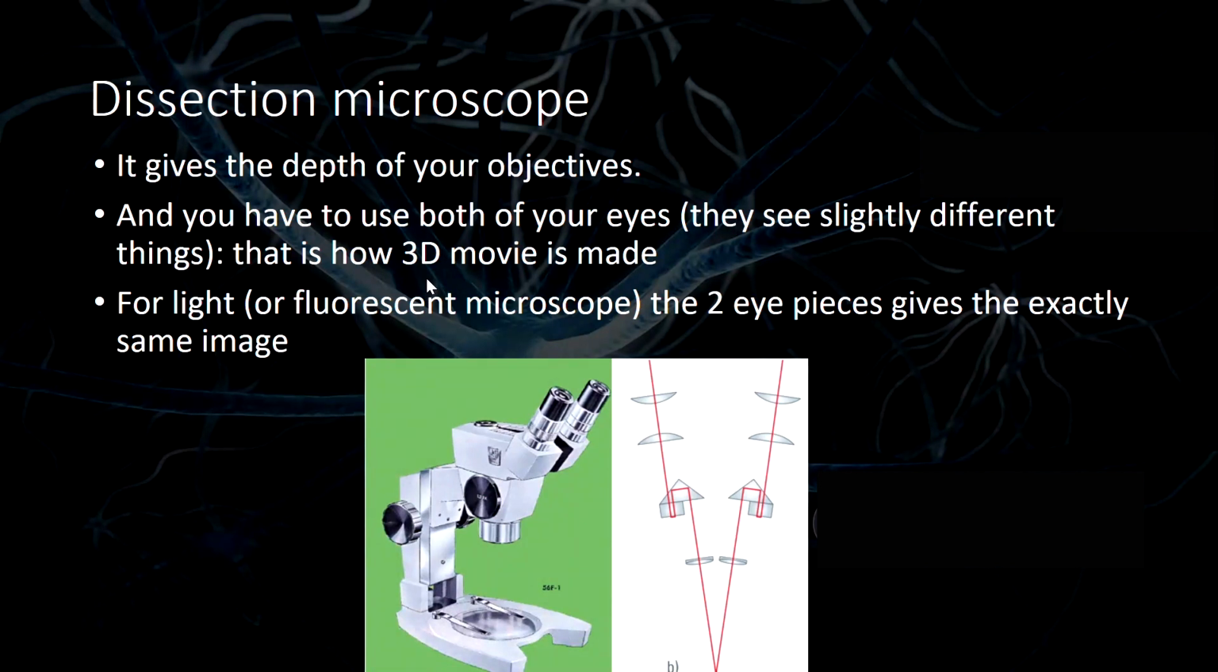So here's the light path. The image you see from this eyepiece is from this angle, and the other eyepiece is from this angle. So that way you will know if your cockroach is here and your forceps is here, how far that is from the cockroach. For a light microscope, the two eyepieces see exactly the same image. They are not slightly different. They are exactly the same. That's why you cannot use a light microscope to do microsurgery.